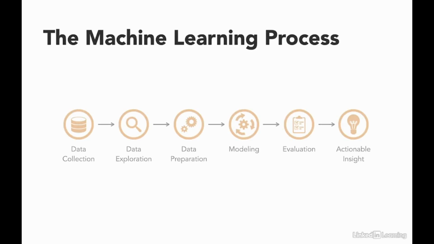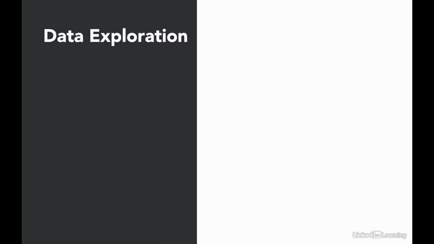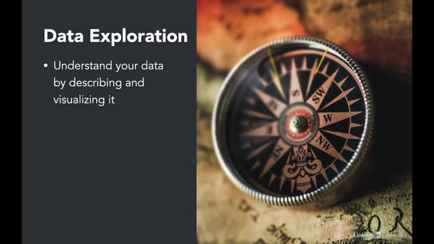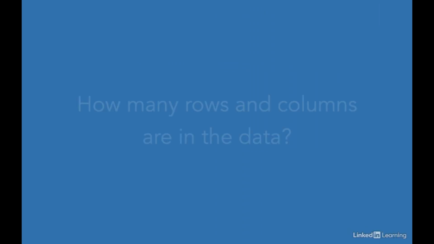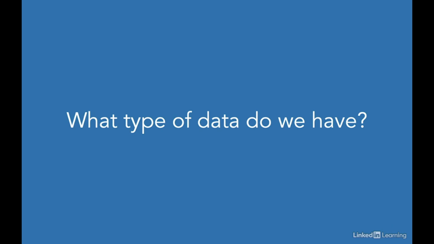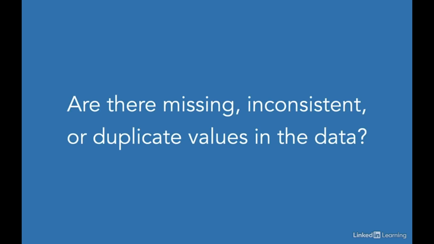Data exploration is the second of the 6 stages or steps in the machine learning process. Data exploration is a process of describing, visualizing, and analyzing data in order to better understand it. By exploring our data, we can answer questions such as how many rows and columns are in the data? What type of data do we have? Are there missing, inconsistent, or duplicate values in the data?